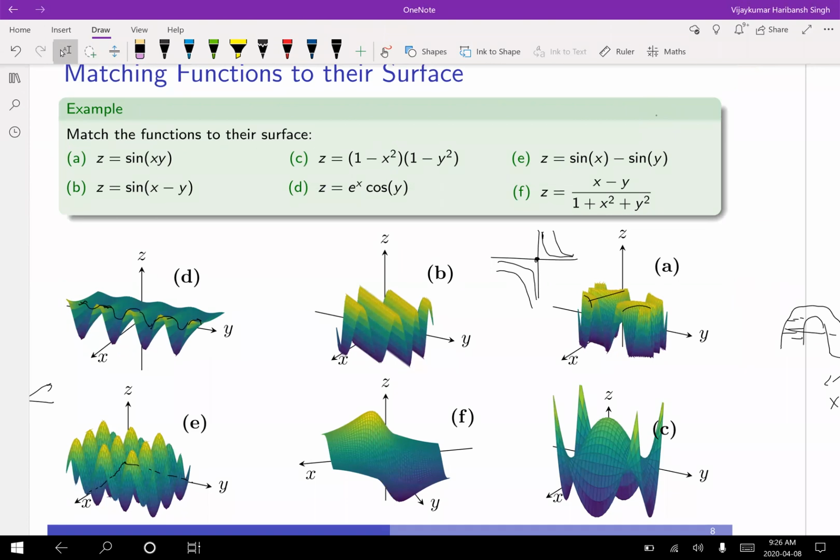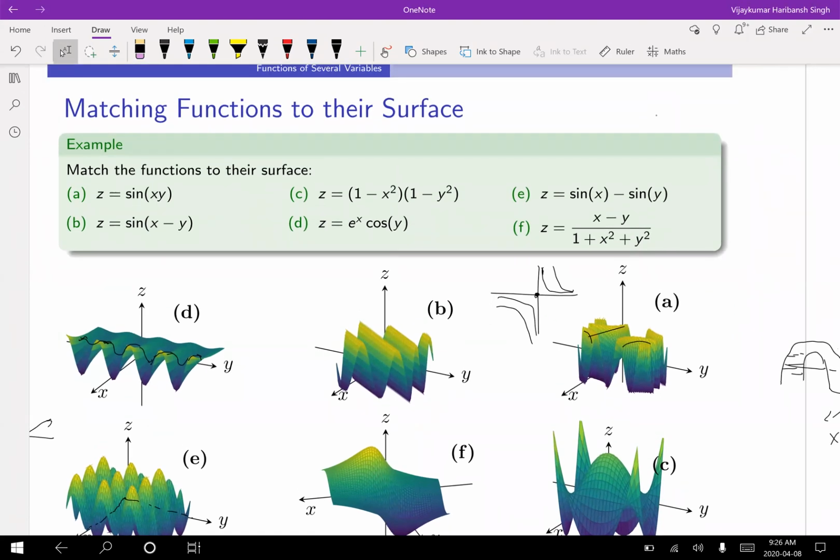Now matching the functions to their surface. So in this case, let's see one of them. Let's say, let's look at D, for example.